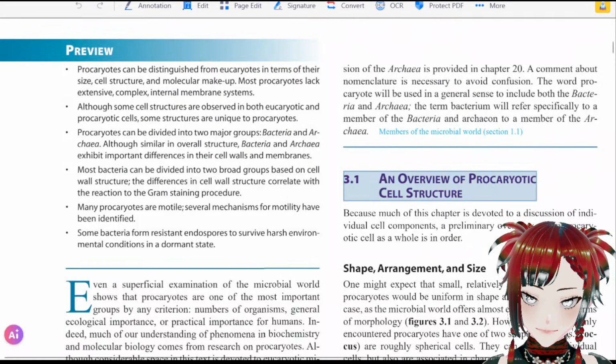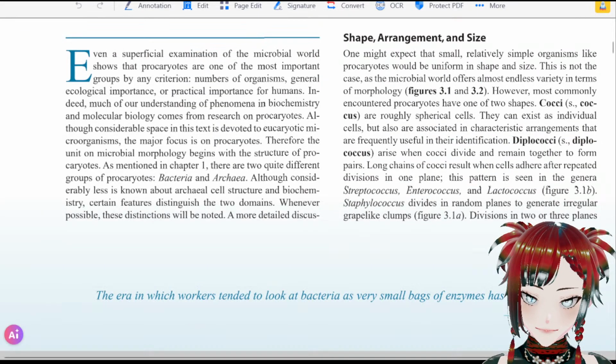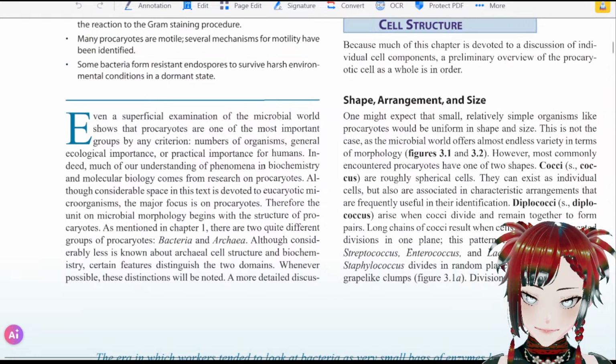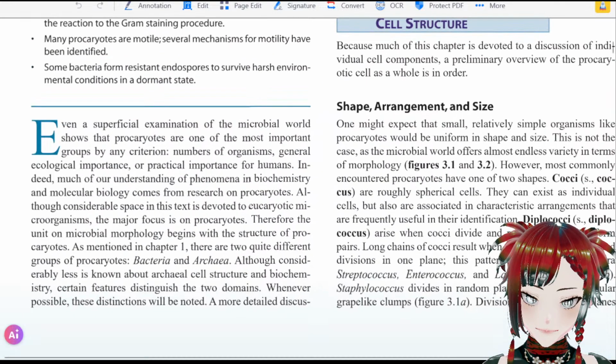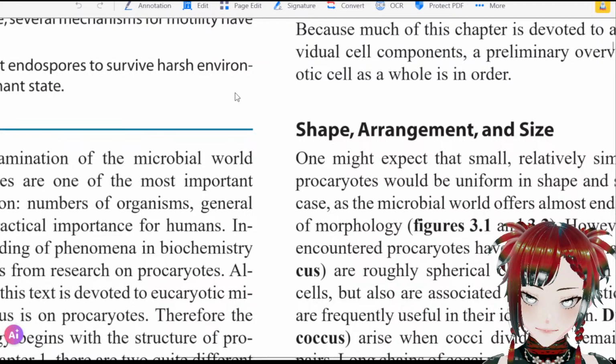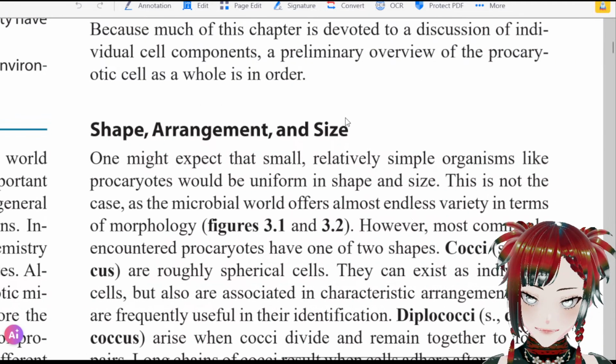So let's read. It's not that difficult. I'm not going to read it completely. I'm just going to go through it. Wait, why is it not moving to that side?